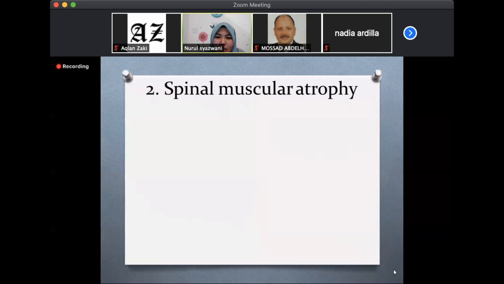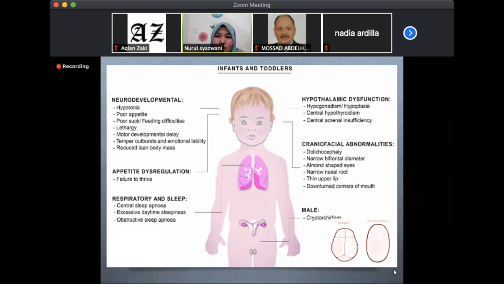Okay. To diagnose Prader-Willi syndrome, we need to do genetic testing. The genetic testing involves microarray analysis, and we can also do fluorescent in situ hybridization, called FISH, to confirm the prenatal diagnosis.